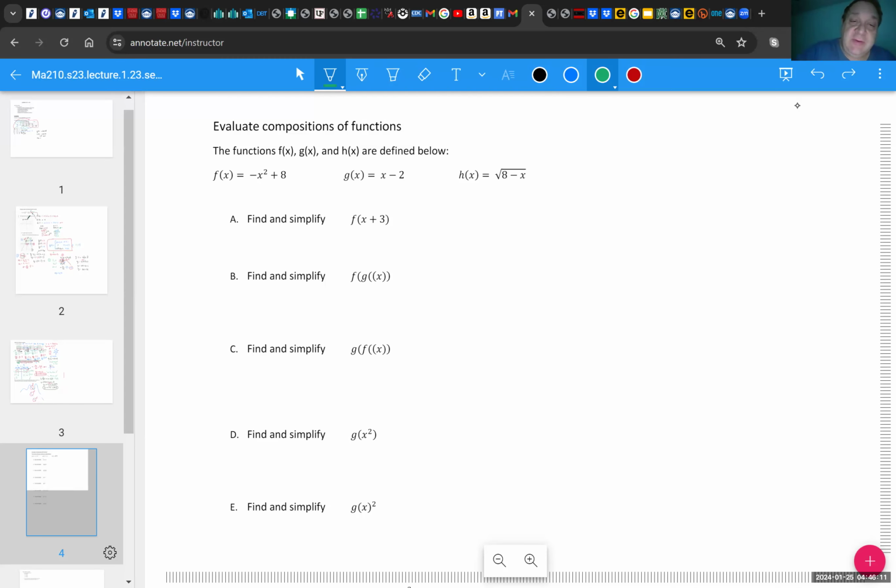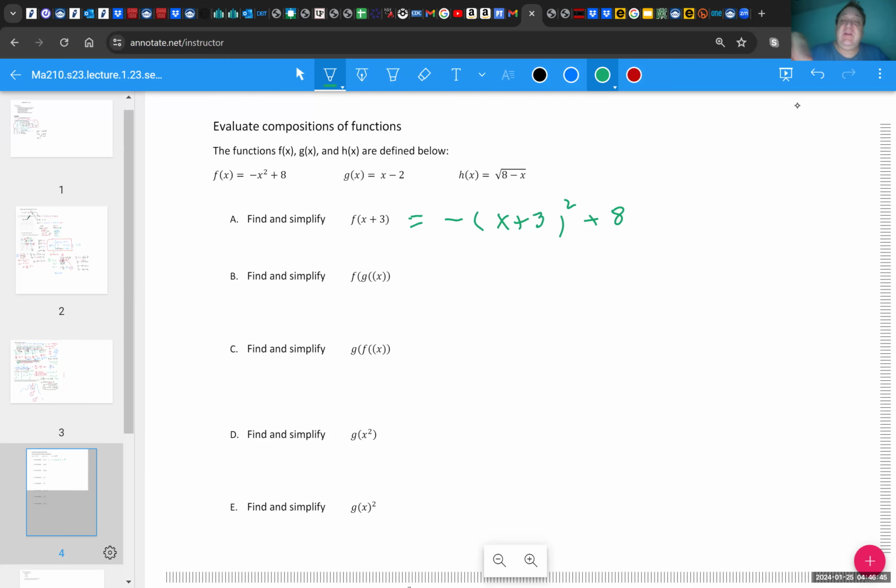Well, the f equation is negative x squared plus 8. We know x is the input because it says f of x. So the x is where you put stuff in. Instead of putting in 5, we're putting in x plus 3. So we literally put in x plus 3 right here. So that's what f of x plus 3 is equal to. It's the negative of x plus 3 squared plus 8, because the original rule was negative x squared plus 8.